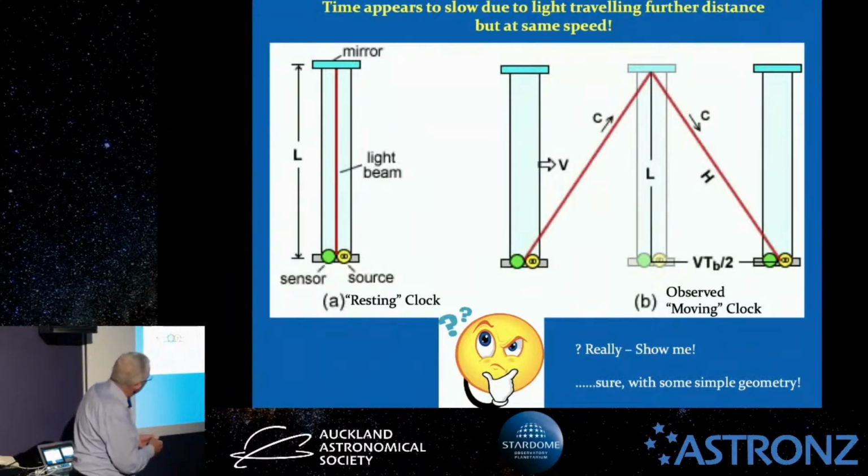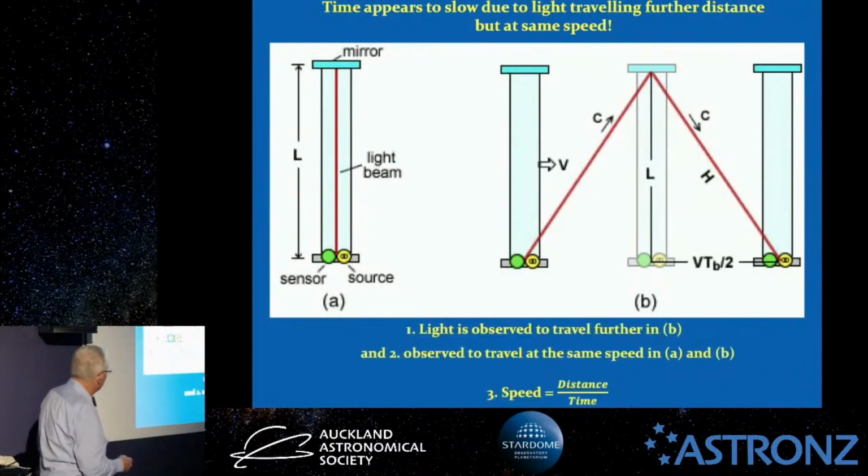And what velocity are you going to see that light travel at? C, the same velocity. But look, common sense intuition tells you, what's the distance between here and here versus here and here? Which is the longer distance, A or B? B, absolutely. It's a much longer distance. But what did we observe? The speed of light was exactly the same. Something has to change. So light is observed to travel further in B.